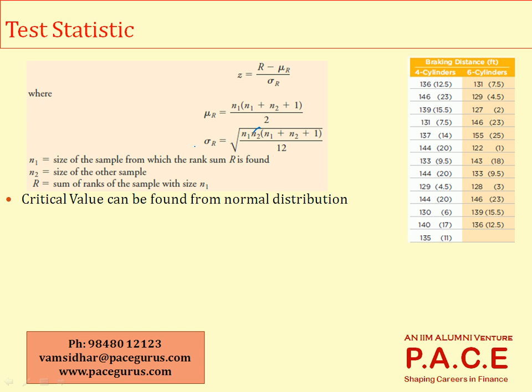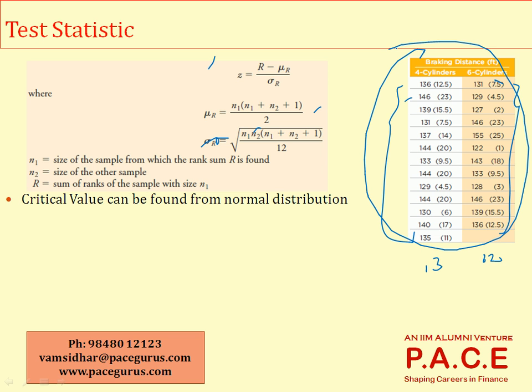Now, say these are the two different samples I am looking at: the braking distance for 4-cylinder vehicles versus 6-cylinder vehicles. Let's say I have taken how many? 4, 5, 6, 7, 8, 9, 10, 11, 12, 13. The sample size is 13 here, and a sample size of 12 here. Now, if I want to say that these two samples have equal median, what is it that I am doing? You combine all these 25 first. Temporarily combine all the 25. And after you have combined them, start assigning the ranks.